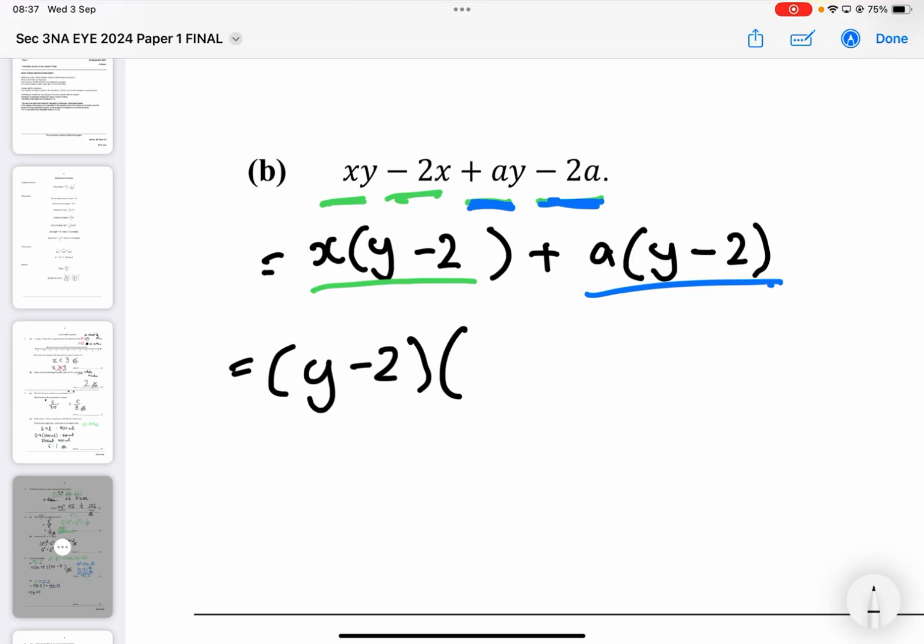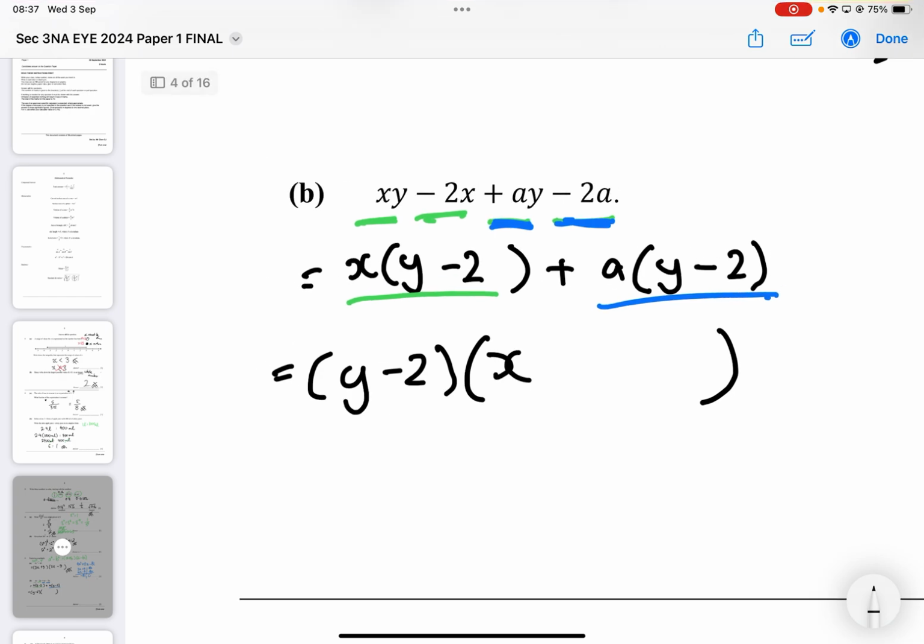Then when I take out the common factor, I am left with what? x times this one will give me this one, so I must get back my x here. Then a times this will give me back this one, so I'm left with a. Here is plus, so here is plus.